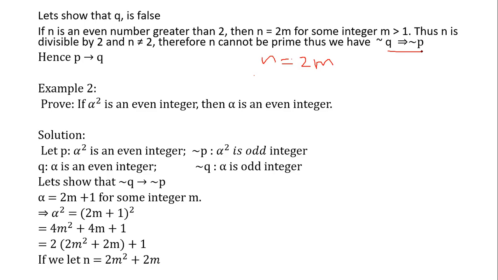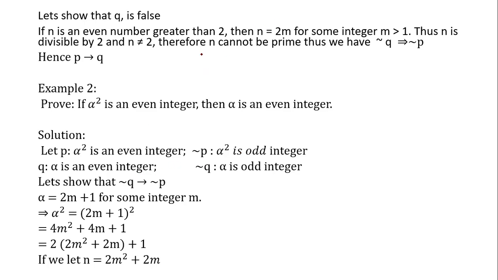Okay, now let's look at example 2. Now we're having proof: if alpha squared is an even integer, then alpha is an even integer. So let's come out with our statements, P and Q. P: alpha squared is an even integer. Not P: alpha squared is an odd integer.